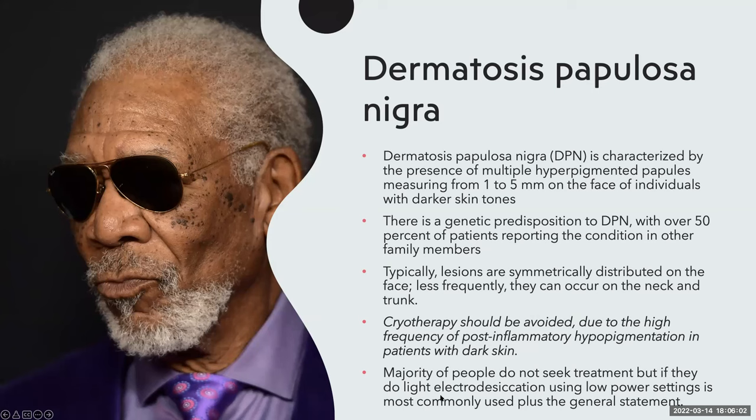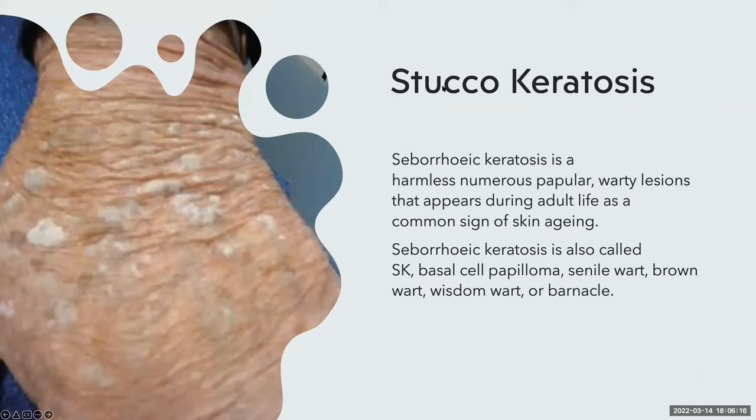But you can do light electrodissection at low power to try and remove this. Okay, but remember what I said, general statement, everything is there other than the cryotherapy. For stucco keratosis, usually around the feet, this image is not that clear, but this is someone's feet. You have these harmless numerous papules, which are wart-like, and they tend to appear in aging skin. So it appears as if the skin is very dry. That's why it's called a sessile, senile wart most of the time, or a wisdom wart.